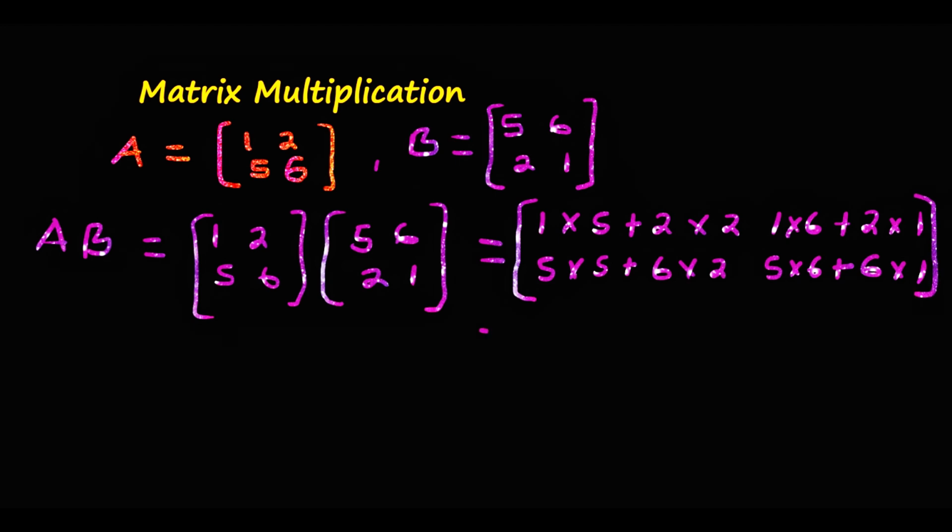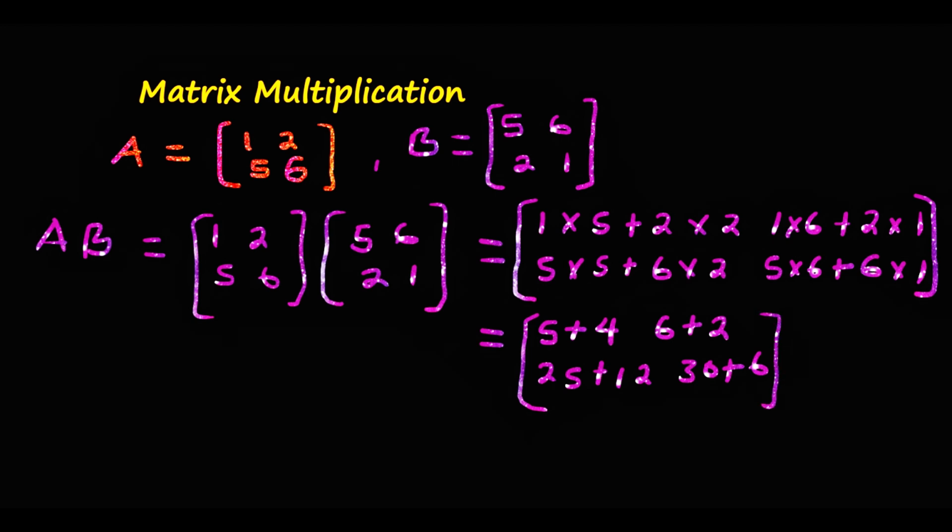So now we're going to have 1 times 5 is 5 plus 2 times 2, which is 4. Then we have 1 times 6, which is 6 plus 2 times 1, which is 2. Then 5 times 5, which is 25, plus 6 times 2, which is 12. Then you have 5 times 6, which is 30, plus 6 times 1, which is 6.